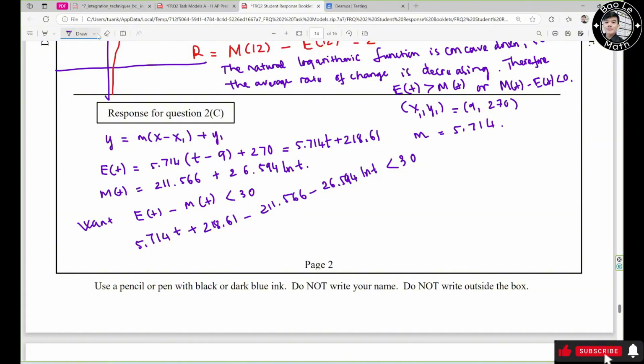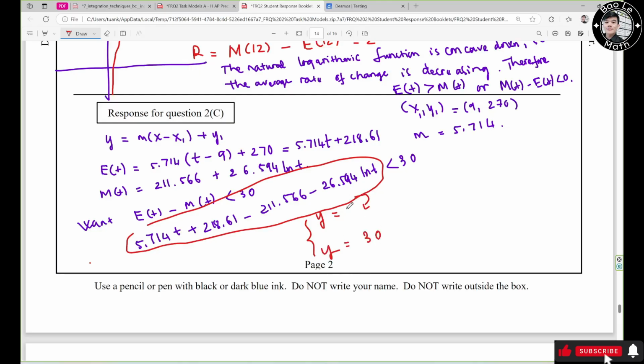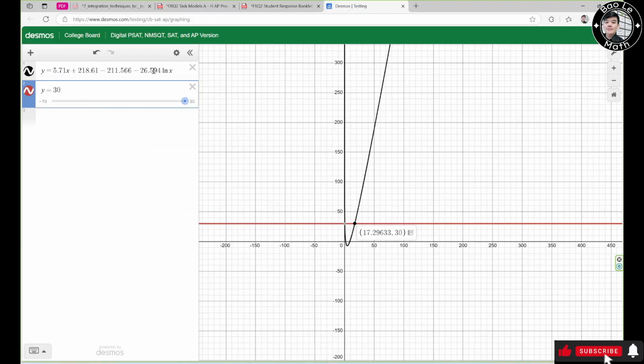Alright, so this one is the system of two equations. The first equation should be y equals this one right here. I copy over here. And the second equation should be y equals 30, right? So I'm going to graph these two on the same x and y coordinate plane, and I need to pick the values of t where the portion of the graph is below 30, right? So I'm going to go to that mode. I have two equations right here. Alright, so the graph should be right here.